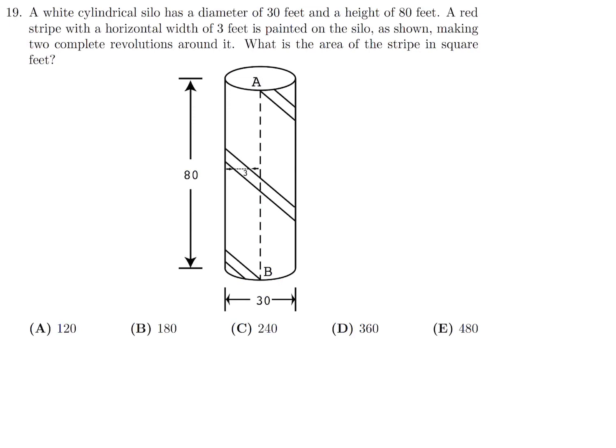A white cylindrical silo has a diameter of 30 feet and a height of 80 feet. A red stripe with the horizontal width of 3 feet is painted on the silo as shown, making 2 complete revolutions around it. What is the area of the stripe in square feet? Okay, so they've got this red stripe that they've painted all the way across like that. Okay, and they want you to figure out the area.